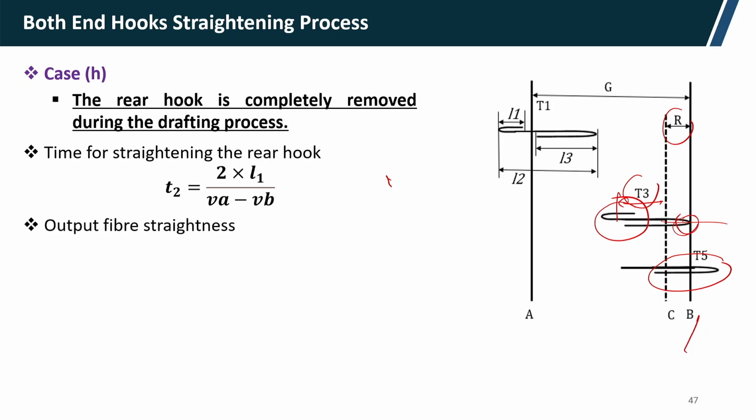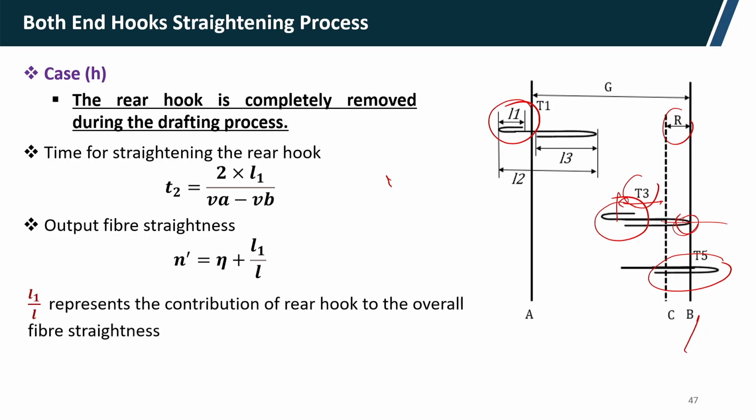Output fiber straightness is given by eta plus L1 by L, where L1 is the length of the rear hook. So L1 by L represents the contribution of the rear hook to overall fiber straightness. Eta represents the fiber straightness before drafting.